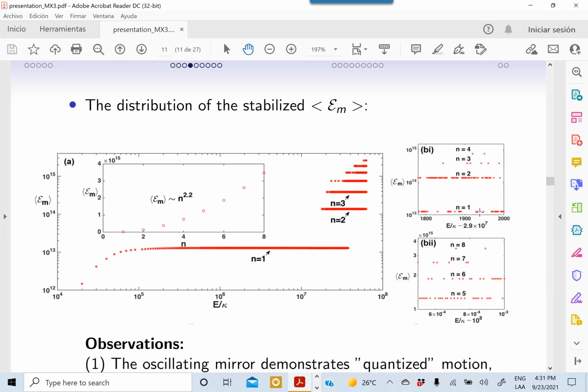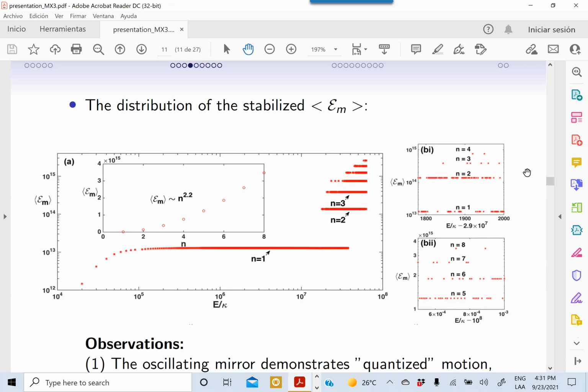There are two sample magnified views on the right side. One of them is for the transition between the 1, 2, 3, 4 energy levels. The other is for the 5, 6, 7 energy levels. If we magnify with a small scale, there's still a 1-to-1 correspondence between the driving power and the mechanical energy.